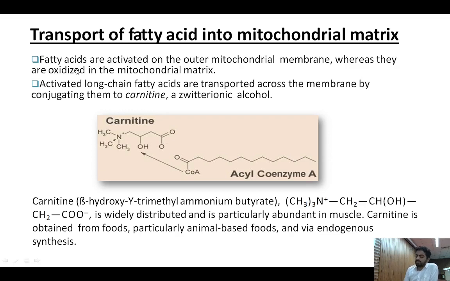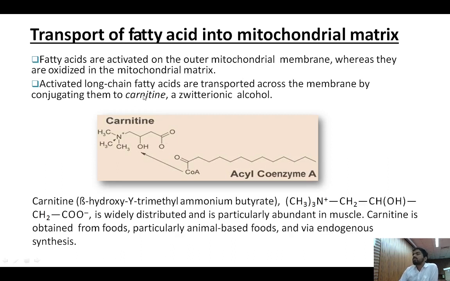So then, as the fatty acid has got activated in the outer mitochondrial membrane, it has to somehow get transported inside the mitochondrial matrix. So how does it get transported? First, you have to read that. First, activation of fatty acid happening at the outer mitochondrial membrane. Then the transport of this activated fatty acid into the mitochondrial matrix, and then only the oxidation of fatty acid can happen inside the mitochondrial matrix.